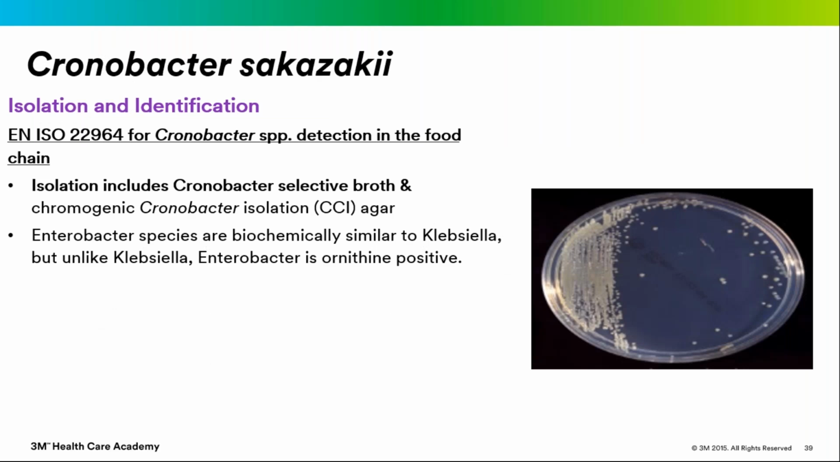As per ISO 22964, the isolation step includes the Cronobacter selective broth and chromogenic Cronobacter isolation agar. Enterobacter species are biochemically similar to Klebsiella, but unlike Klebsiella, Enterobacter is ornithine positive.